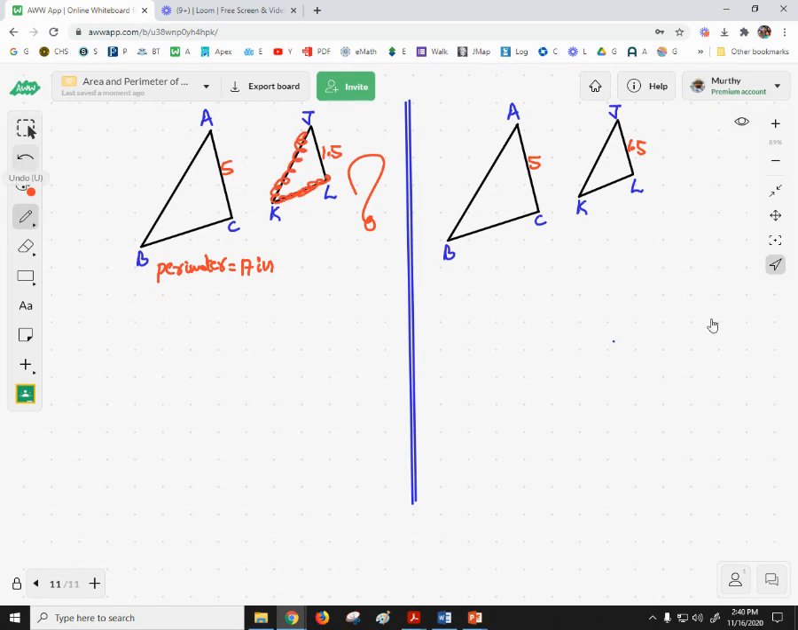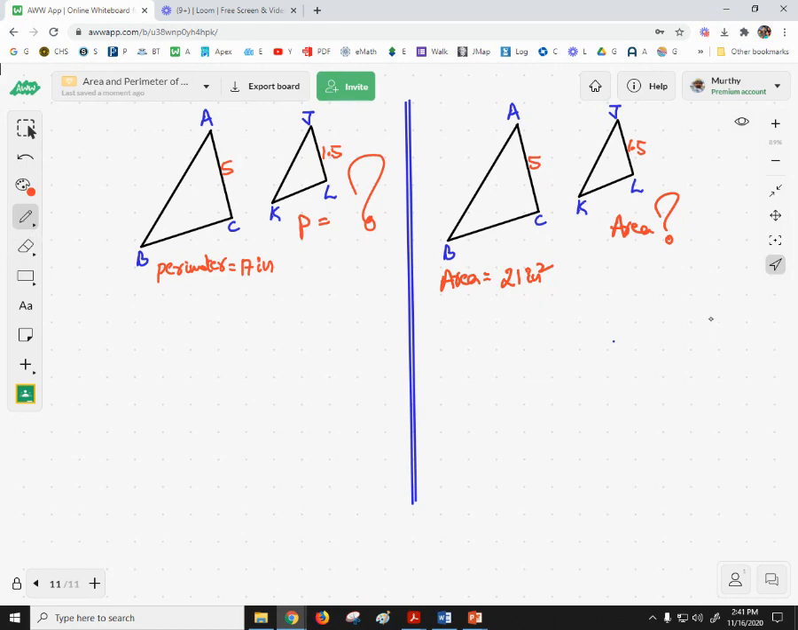Here I know only one side. In the same way, if you are given the area of this triangle as maybe 21 square inches, then what is the area of this triangle? This is the question. And here, what is the perimeter? That's the question.